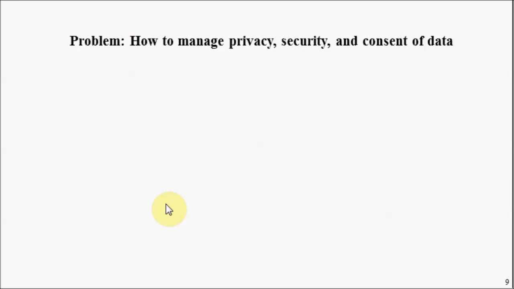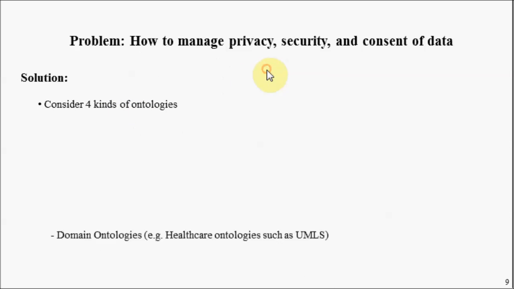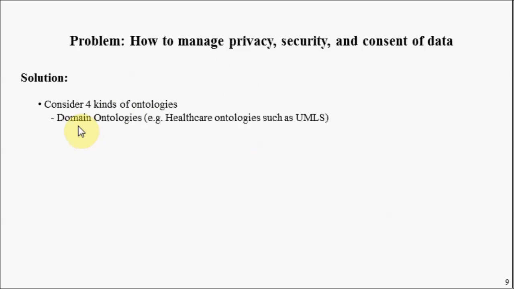Having looked at some powerful TC/SQL-based technology, let's look at how to apply that technology to a particular problem. How to manage privacy, security, and consent of data. So we're going to consider the following solution, which consists of looking at 4 kinds of ontologies. First of all, we're going to look at domain ontologies. For example, in the area of healthcare, there's a system called UMLS.